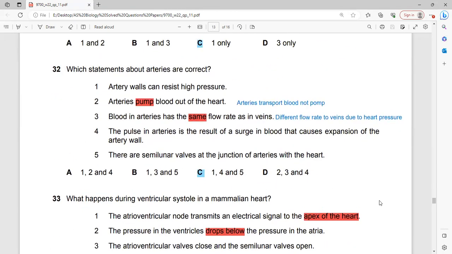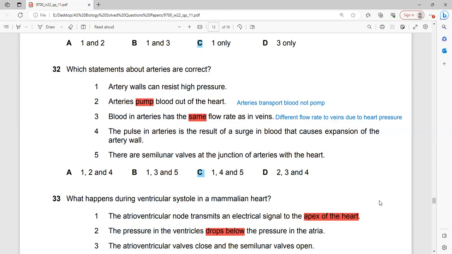So which statement about the arteries is correct? So arteries can resist the high pressure. Yes, the arteries have thick walls and a lot of collagen fiber. They have flexibility so they can withstand the high pressure of the systolic part of the heart. So the artery can withstand this high systolic pressure. So what is the correct option?